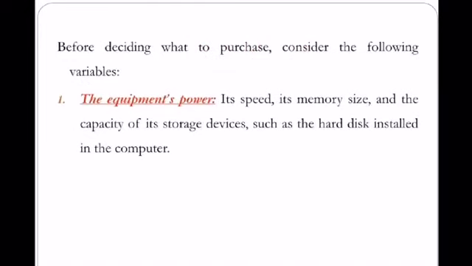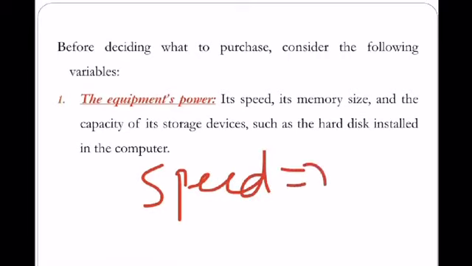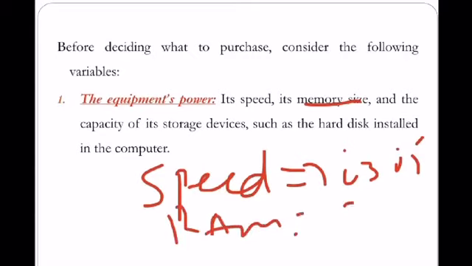So the first factor is the equipment's power. First we have to check the power of the equipment. When you say the power of the equipment, we have to check the speed of the computer, for example, Core i3, Core i5, just like so, we have to consider such one. And its memory size. Random access memory, we have to check it. We can have 4GB, we can have 8GB. And also the internal storage device: 250 gigabyte, 500 gigabyte, 1 terabyte, just like this. So we have to consider such factors when you purchase any equipment, and we call it the equipment's power.